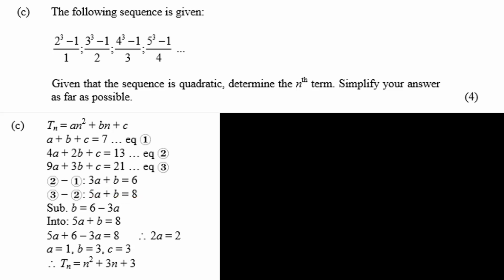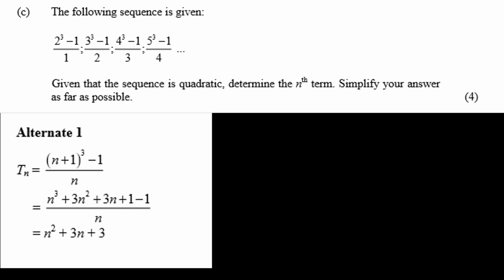Now it's easy to solve 2 equations for 2 variables. From 2 minus 1, we substitute b equals 6 minus 3a into 5a plus b equals 8, and you get 5a plus 6 minus 3a equals 8, 2a equals 2, or a equals 1. Right, we've solved our first variable. Then from the equation 2 minus 1, substitute back in a, and you get 3 plus b equals 6, or b equals 3. And then from equation 1, you have 1 plus 3 plus c equals 7, or c equals 3. So the expression for the nth term of this particular quadratic sequence is Tn equals n squared plus 3n plus 3.